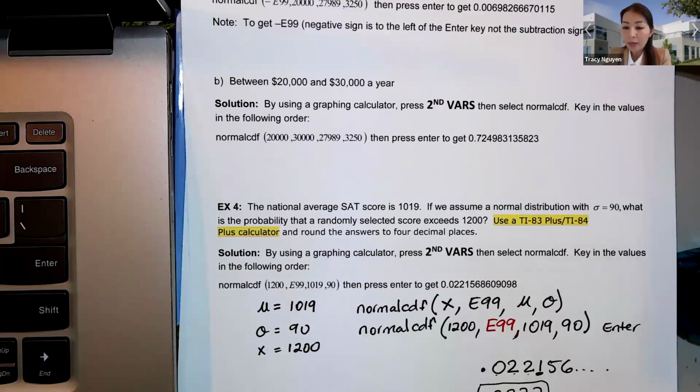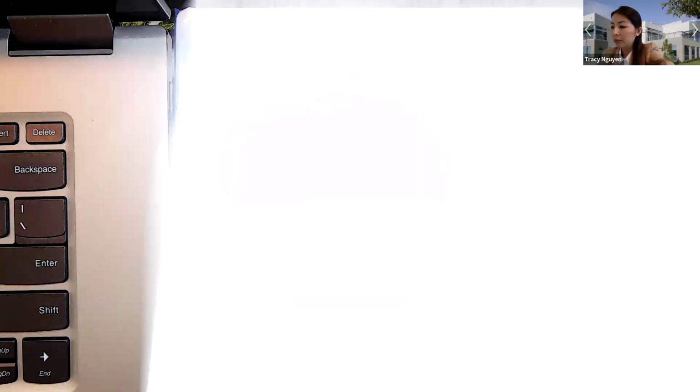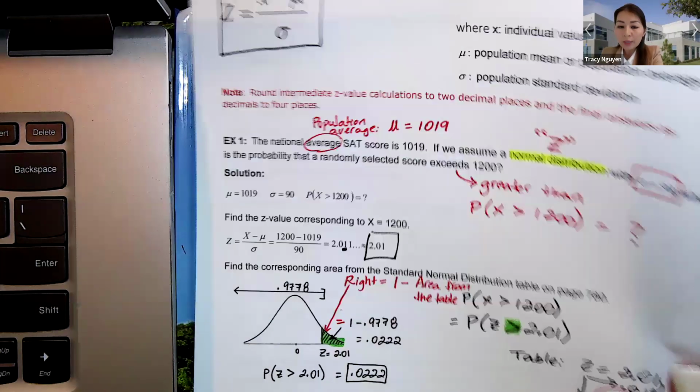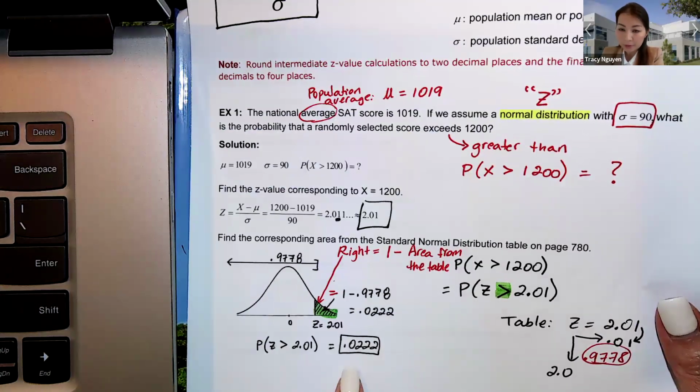And if we compare this result with what we get from our first example, because it's the same problem, what result do we get from the table? The exact same result, okay?